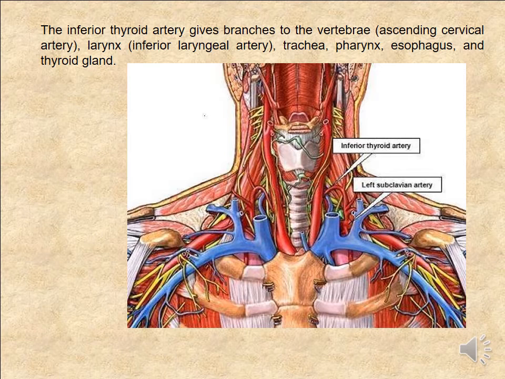The inferior thyroid artery gives branch to the vertebrae, ascending cervical artery, and inferior laryngeal artery, and trachea, pharynx, esophagus, and thyroid gland, all branching from the inferior thyroid artery.